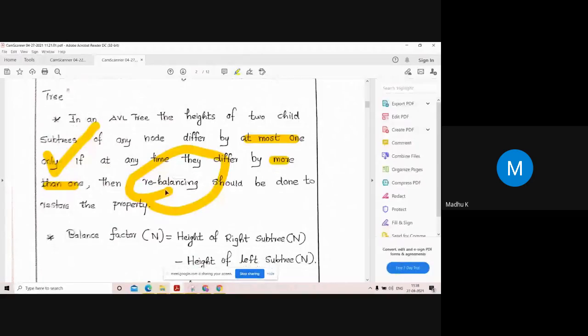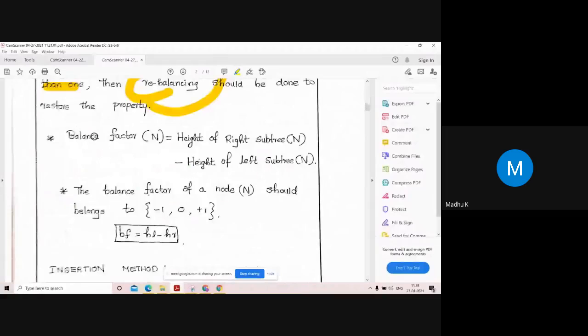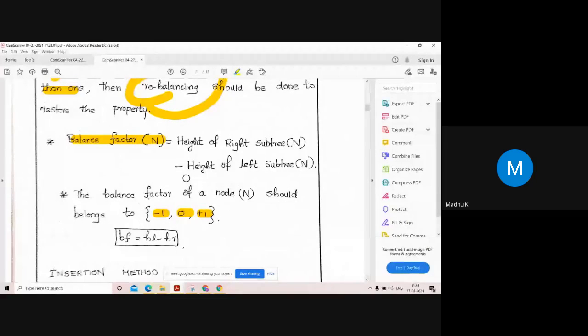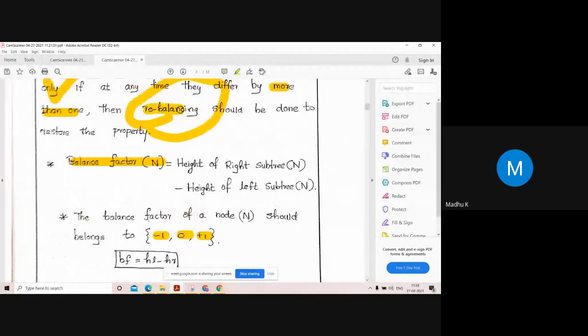So we define a factor, the balance factor of a node. What is the balance factor of a node? Height of right subtree minus height of left subtree. The balance factor of a node should be -1, 0, or +1. If it takes other values than these, then we should perform the rebalancing operation. Try to understand that concept.